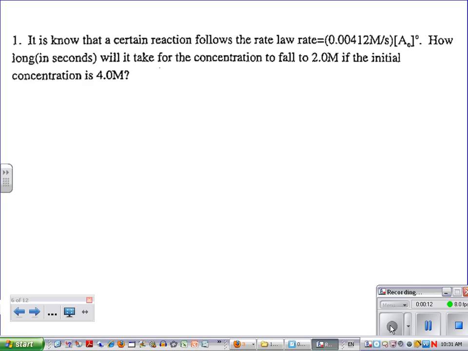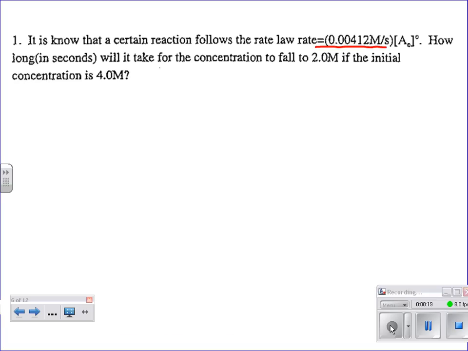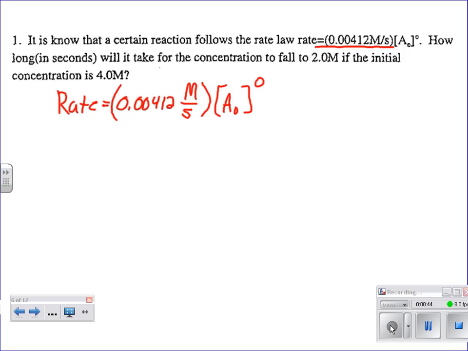So the first one, here we know that we have a certain reaction that follows this rate law that's given to us. I'll just rewrite this real quick. I see that my rate equals 0.00412. It's in molarity per second. I'm going to talk about units and how we can solve for these things later on. There is a little bit of a trick, but right now we're just going to go through the dimensional analysis and just use what we're given. And that is times the concentration of your original amount raised to the 0 power.